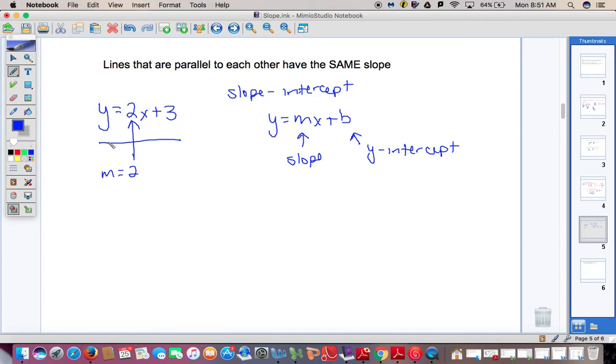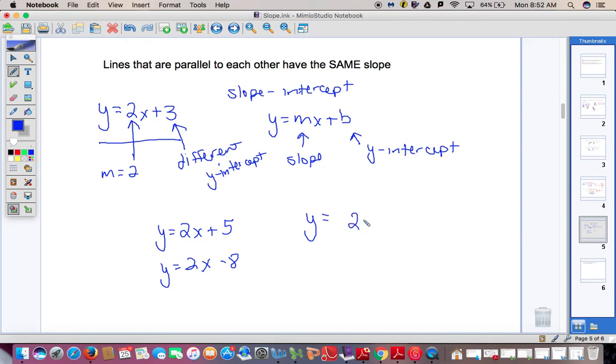Now, yes, it has to have a slope of 2, but the other thing is that you need to have a different y-intercept, because if it was the same, then the line would not just be parallel, it would be the same line. So you need a line that has a slope of 2 and a different y-intercept. So if we had these equations, y equals 2x plus 5, these two lines would be parallel to each other. y equals 2x minus 8, these two lines would be parallel to each other.